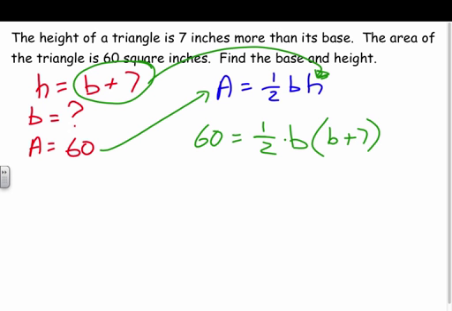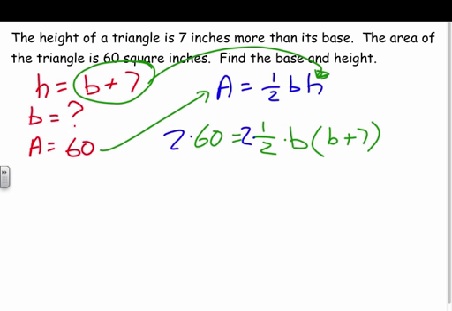I could distribute this half b to both terms. And that would be fine. But it gets a little sloppy. So I got 1/2 times the base times b plus 7. So since this is all multiplication here, I don't like dealing with this fraction. So how do I get rid of this half? How do I move it to the other side? Well, I can multiply by 2.